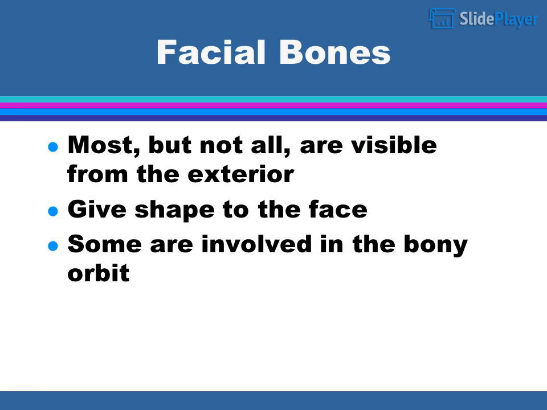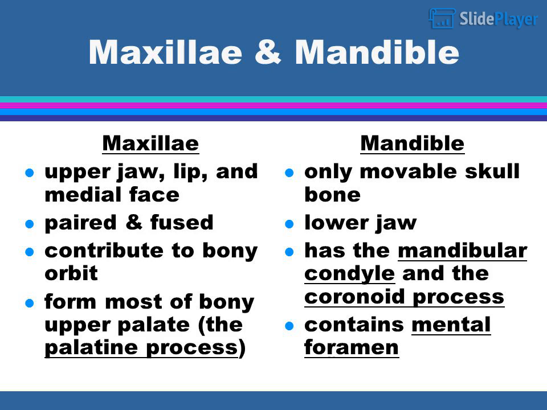Facial bones, most, but not all, are visible from the exterior. They give shape to the face. Some are involved in the bony orbit. Maxillae and mandible. Maxillae: upper jaw, lip, and medial face. Paired and fused. Contribute to bony orbit. Form most of the bony upper palate, the palatine process.